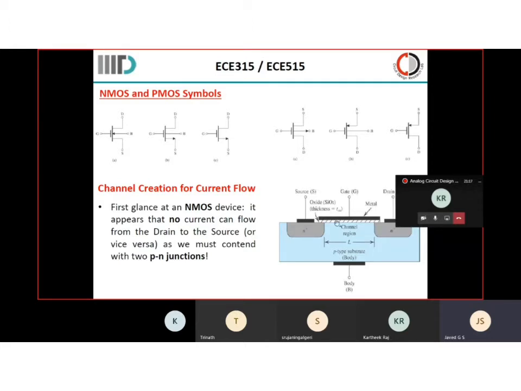So where are the two junctions that you identify? You will find one of the PN junctions between the source and the bulk, and the other PN junction between the drain and the bulk, or drain and the body. Given above are the various symbols and representations for the PMOS and NMOS devices.